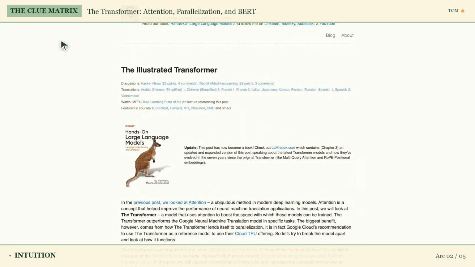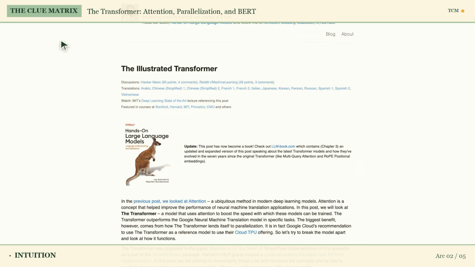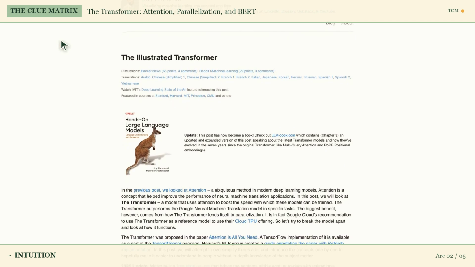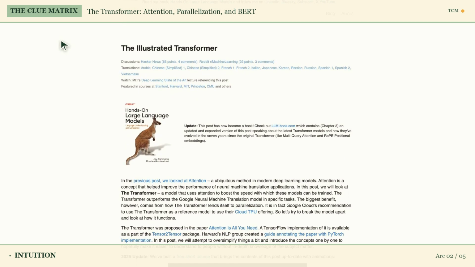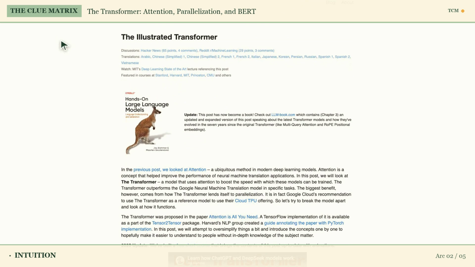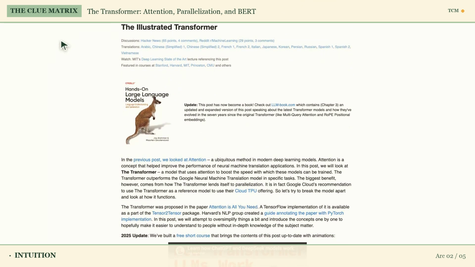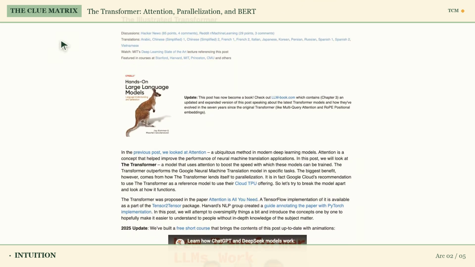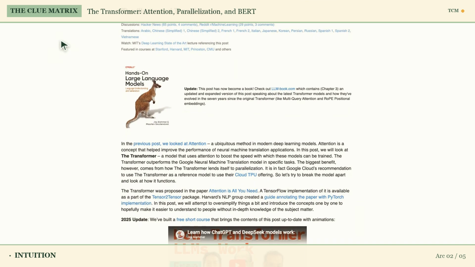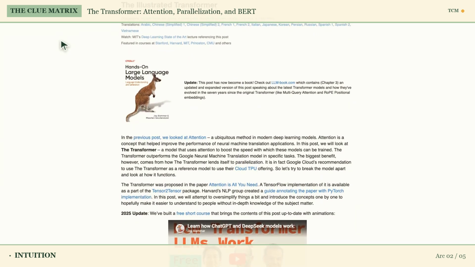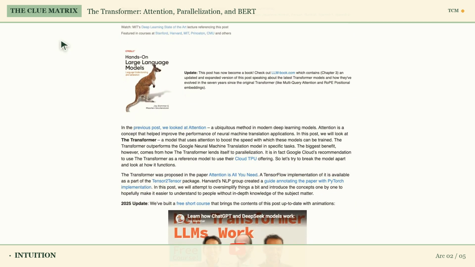This excellent illustrated guide from J. Alammar begins by grounding us. The transformer was proposed in the paper, Attention Is All You Need. It visualizes the black box we just discussed. So we feed it a sentence, and it gives us another sentence back, like in machine translation. Simple on the outside.